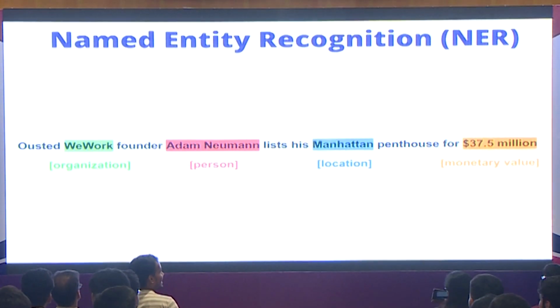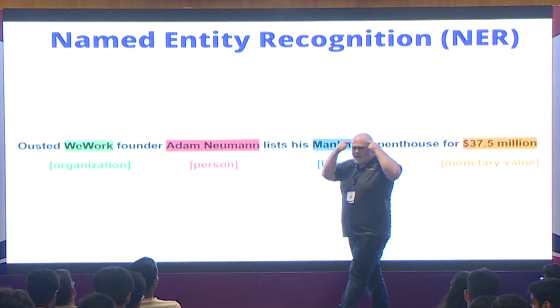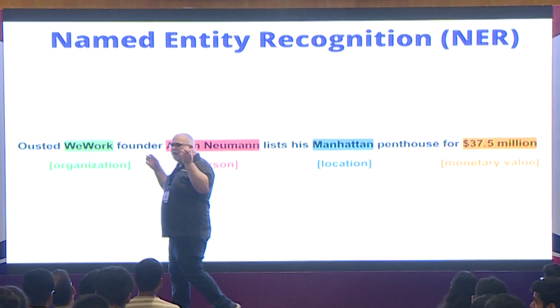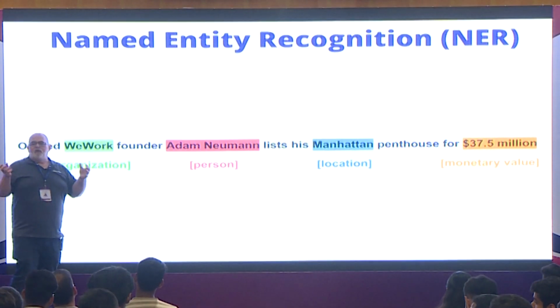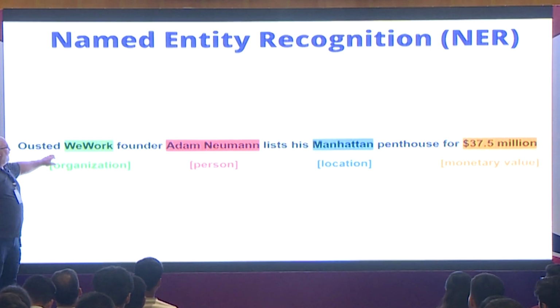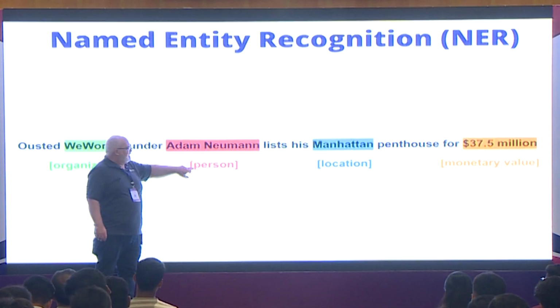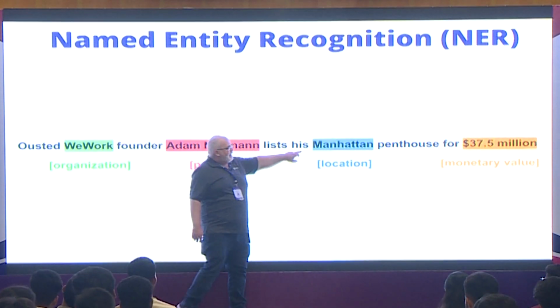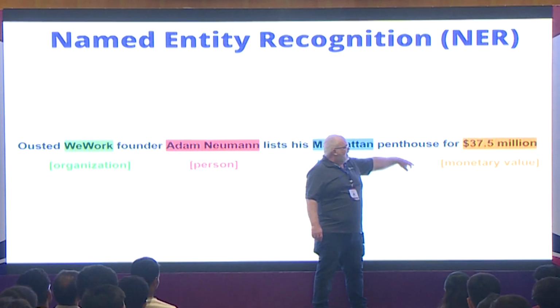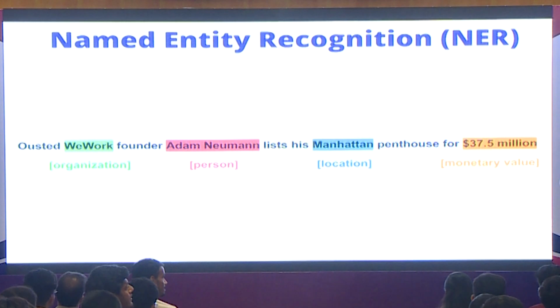Once we have it broken apart, we use something called named entity recognition. Named entity recognition says: take the parts of speech. Now this is important, focus. Take the parts of speech and use them to extract meaning and information. So we know that WeWork looks like an organization, Adam Neumann looks like a person, Manhattan is a location, and 3.7 million is a monetary value. Does that make sense?